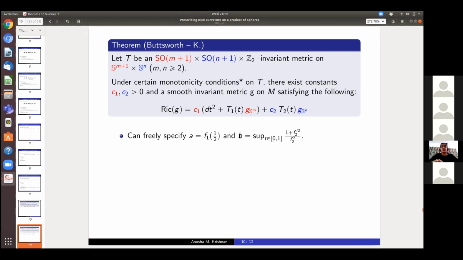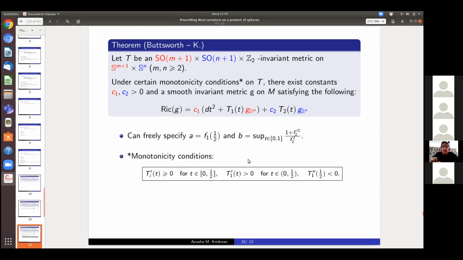So we obtain this kind of two parameter family of solutions, freely specifying these two quantities. For every such choice of positive numbers A and B, we have a solution consisting of C1, C2, and an invariant metric G.